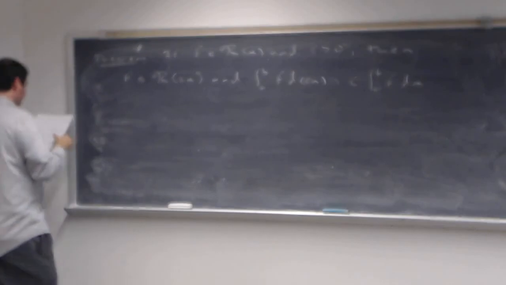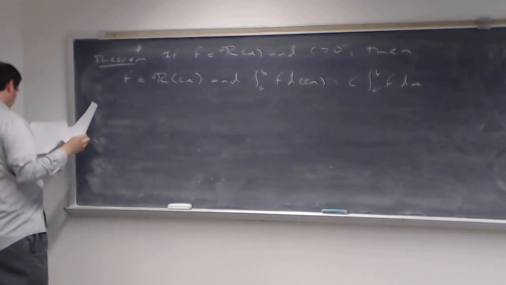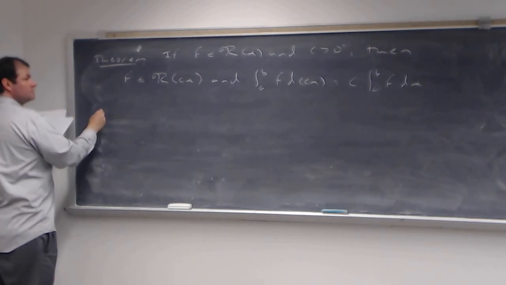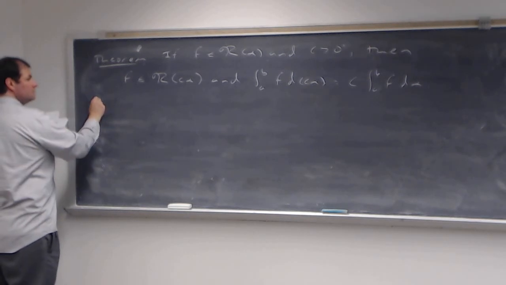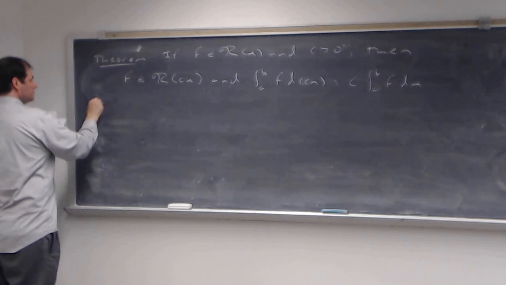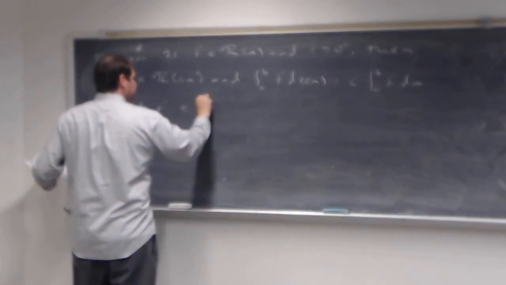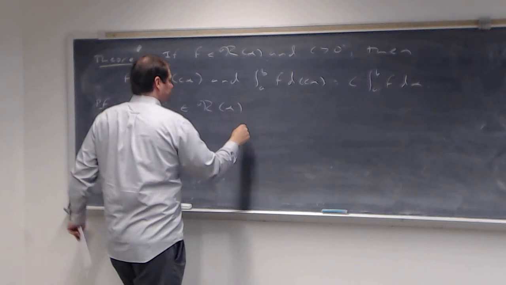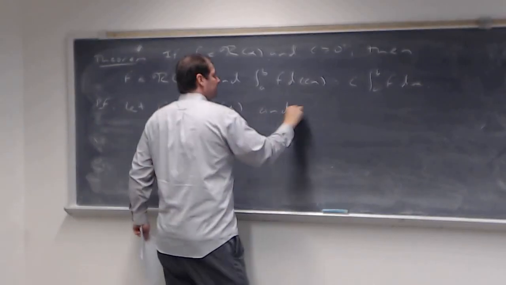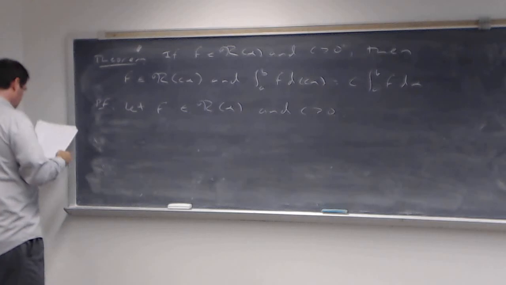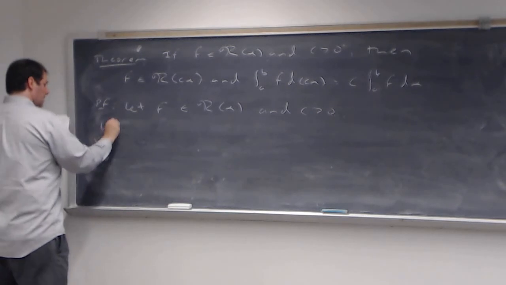So here's the proof. We let f be Riemann-Stieltjes integrable with respect to alpha and c be greater than 0. We're going to let epsilon be greater than 0.